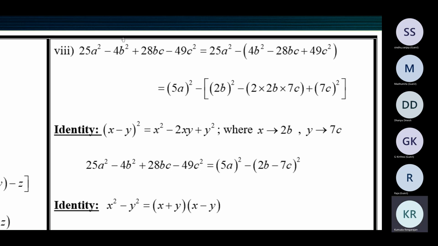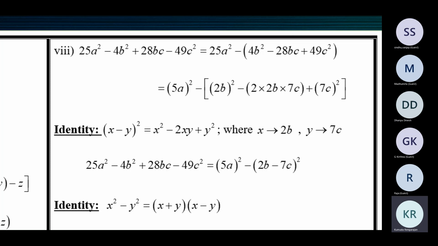You can do this in your mind. What is 4b square? Forget the signs, the signs will match. Just take 4b square. What is 4b square? 2b the whole square, right? Yes, ma'am. And what is 49c square? 7c the whole square, ma'am.